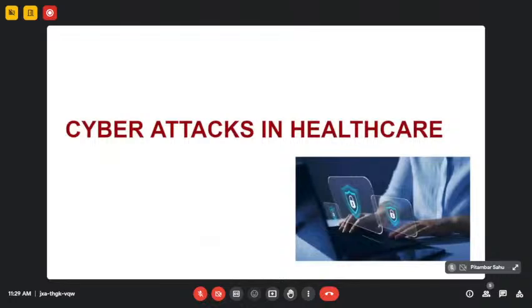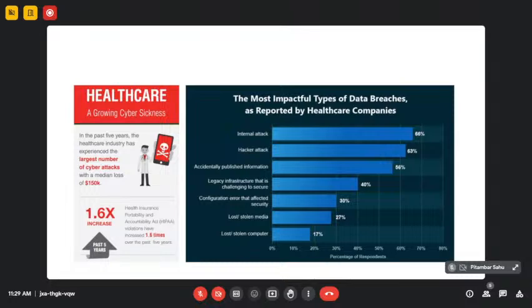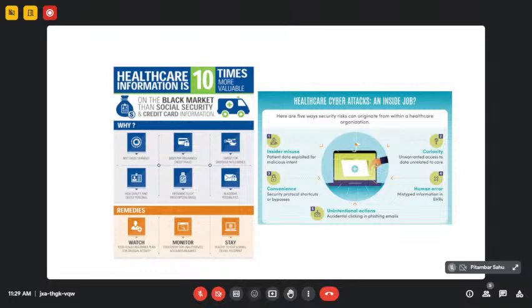And when you talk about cyber attacks in the healthcare industry, you see that in the past 5 years, the healthcare industry is experiencing the largest number of cyber attacks. Why? Because it is a threat to both the hospitals as well as the patients, because the hackers get to know the medical condition of the patients and they are threatening them with ransomware attacks, right? So lots of hospitals in India and abroad have gone through ransomware attacks. So healthcare is a growing cyber sickness. And healthcare information is 10 times more valuable on the black market than credit card information. So you can see how vulnerable it is.